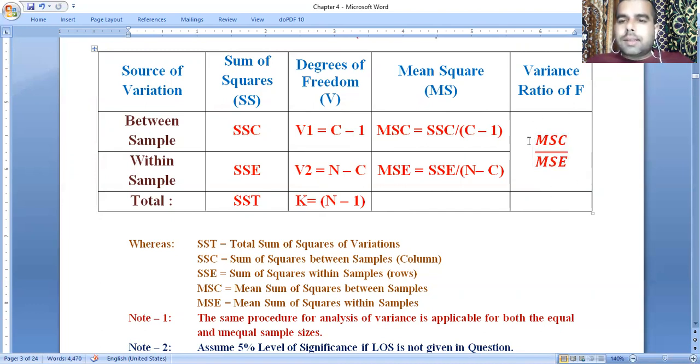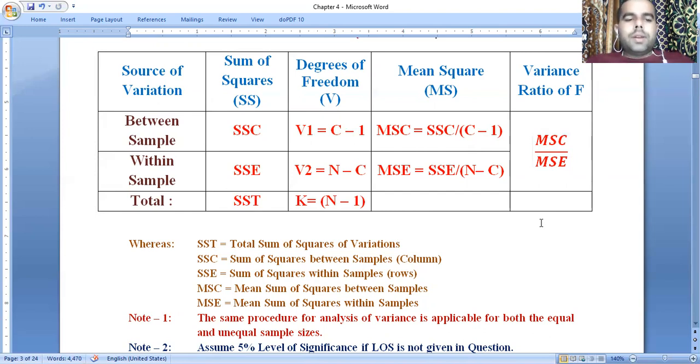You have done the calculation, that is MSC by MSE. The calculated value should be compared with the table value, that is the critical value. If the calculated value is less than the table value, then you have to accept the null hypothesis, that is, you need to accept H naught. In this way you have to write.